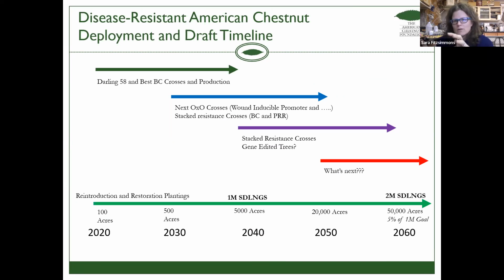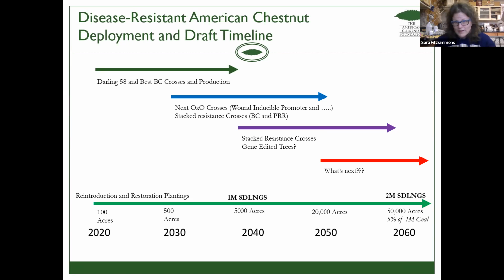Who knows what really phenomenal inventions are going to come out in the next 10, 20, 50, 100 years that it's going to take to restore the species. We can deploy those methods on top of what goes out now. So Darling 58 is good. It's on a constitutive promoter. There are potential disadvantages to that. We don't know that there are, but that remains to be seen.